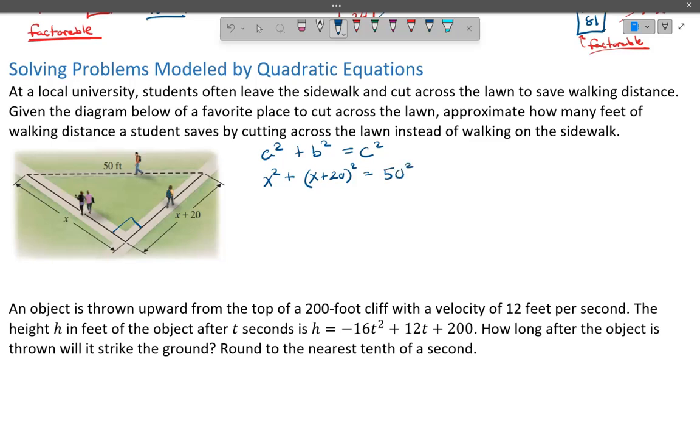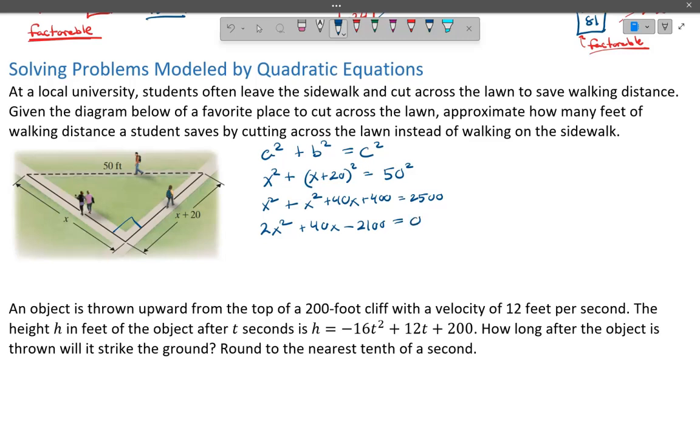50 squared. Now what we do before we solve for x is expand this and get it into standard form. So using our rule for a binomial squared, this is going to multiply to be x squared plus 40x plus 400 equals 2,500. So we're going to combine like terms. We have 2x squared plus 40x minus 2,100 equals 0.